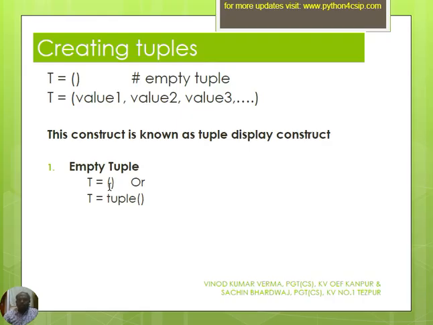Okay, for an empty tuple you cannot give any value in the tuple. So t equal to tuple of, this is the way. You can use the tuple keyword to create a tuple. So we have to see here, there are two ways to create a tuple. One way is t equal to open parenthesis and close parenthesis, or you can use the constructor, t equal to tuple of open parenthesis and close parenthesis.